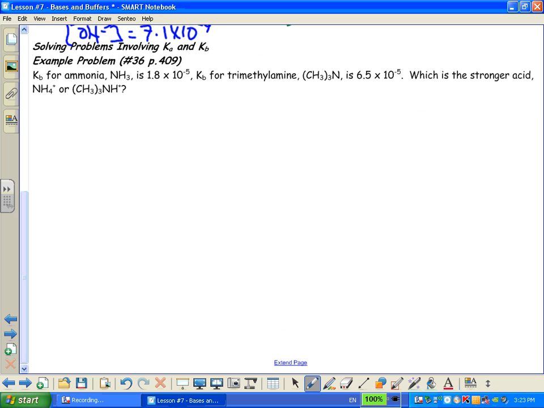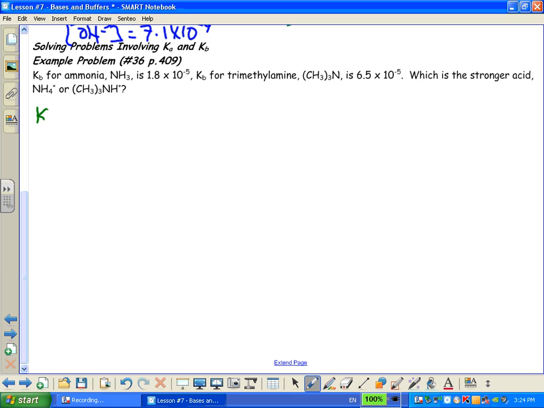So this question is on page 409 in your textbook. It's question number 36. It says the Kb for ammonia, NH3, is 1.8 times 10 to the negative 5, and the Kb for trimethylamine is 6.5 times 10 to the negative 5. The question is, which is the stronger acid, NH4+ or trimethylamine?